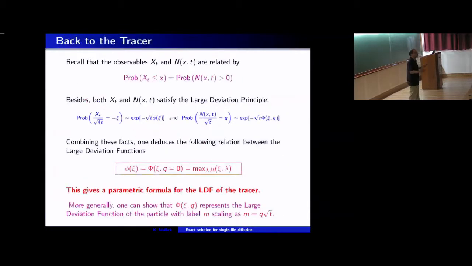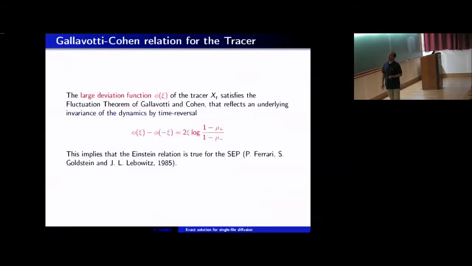Okay, you have some error functions involved, but it's a fairly explicit formula. And now that we have it, we can compute things, or we can compute some properties. For example, in the StatPhys community, people are very much interested in the symmetries and in the so-called Gallavotti-Cohen relation. You can prove that it is true here.